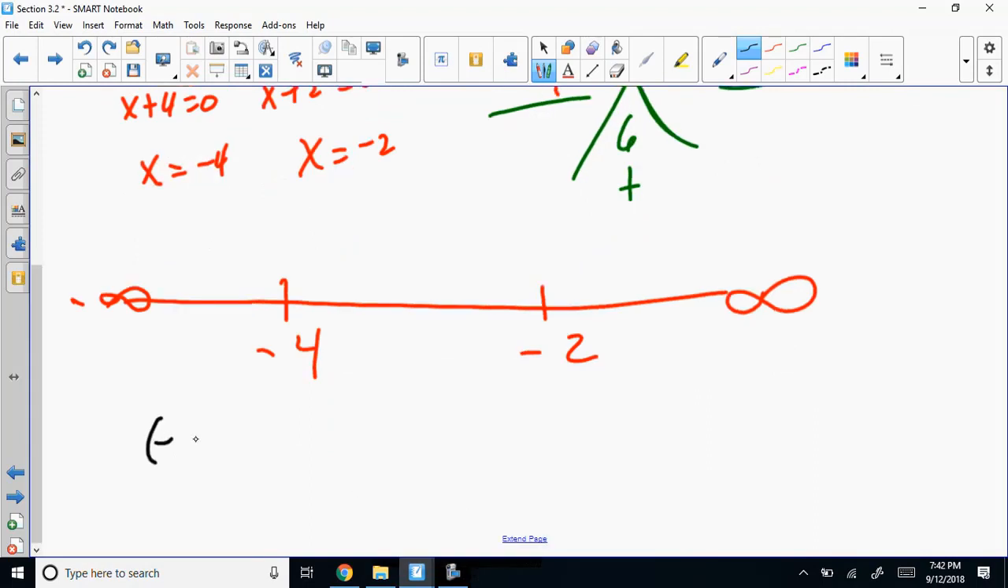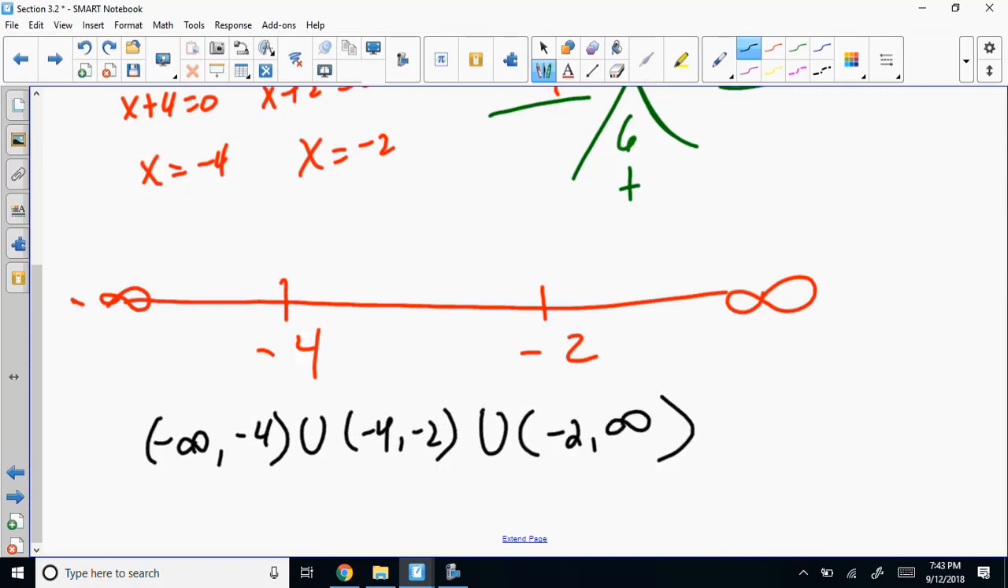Well, we're going to go negative infinity to negative 4, parentheses, right? Or negative 4 to negative what? 2. Or negative 2 to what? Infinity. So it can't equal these. It can't equal those, because those are what make it 0, right? And if you have 0 in the denominator, then you have an undefined situation. So that's a place where it doesn't exist, right?